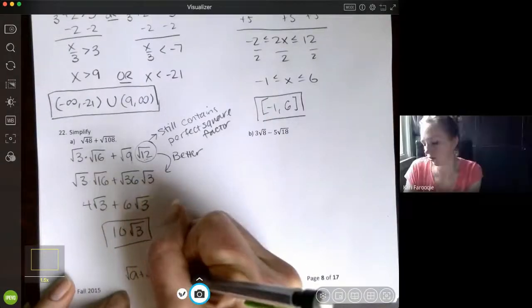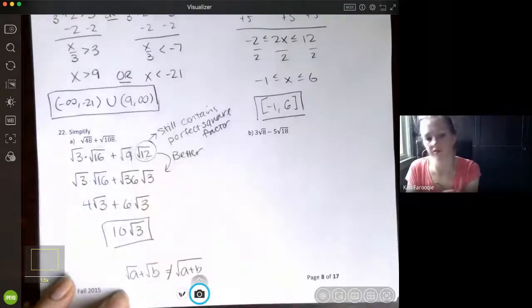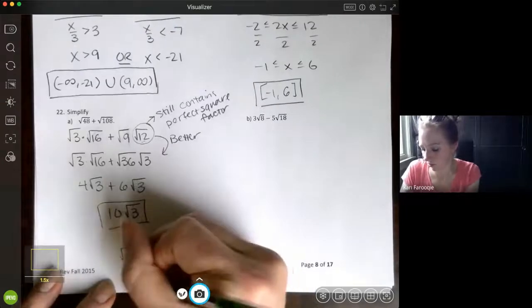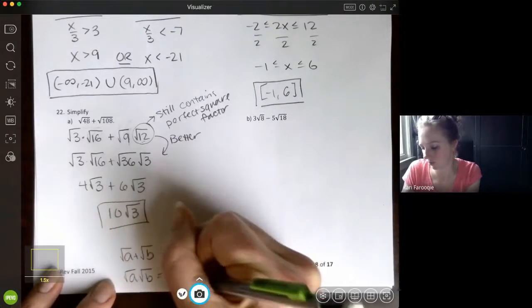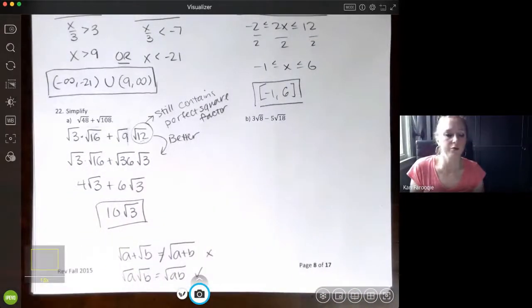Right. So a lot of times students think that this is a property, but it's not. You cannot take the square root of a plus the square root of b and get the square root of a plus b. Okay. So we do have that for multiplication. So no, yes. Doesn't work with addition.